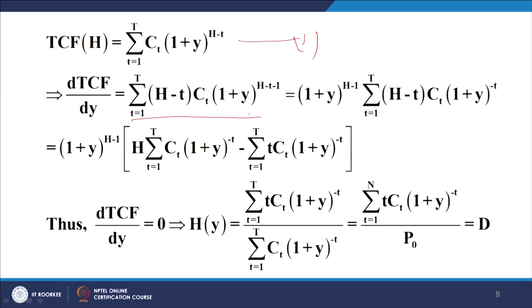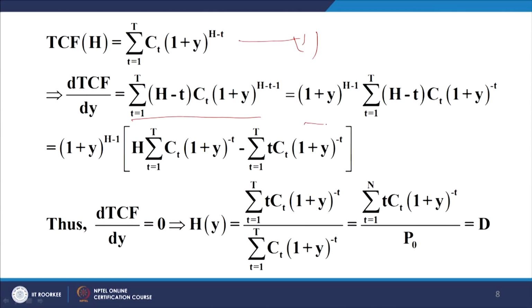Now, this (1 plus y) to the power h minus 1 minus t can be split into two parts. (1 plus y) to the power h minus 1, which is independent of the summation index t, and therefore it can be taken outside the summation, and that is precisely what I have done in the second step. I have taken (1 plus y) to the power h minus 1 outside the summation, and therefore within the summation what remains is summation t equal to 1 to capital T, (h minus t) c t (1 plus y) to the power minus t.